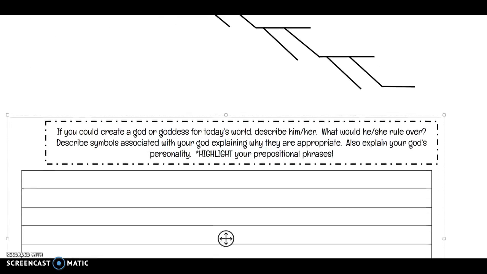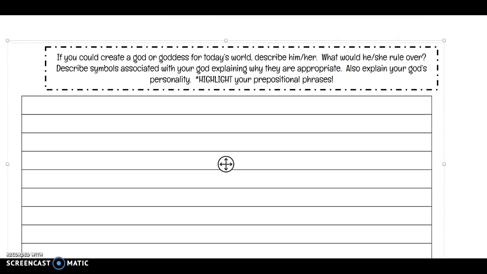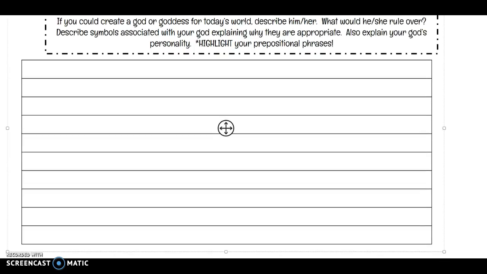When you finish that, I want you to think about if you could create a god or a goddess for today's world. I want you to describe him or her. What would she rule or he rule? Describe symbols associated with your god, explaining why they're appropriate, and then also explain a little bit about your god's personality. And when you're done with that, I want you to go through and highlight your prepositional phrases. And should you find any infinitives, you can do that as well.